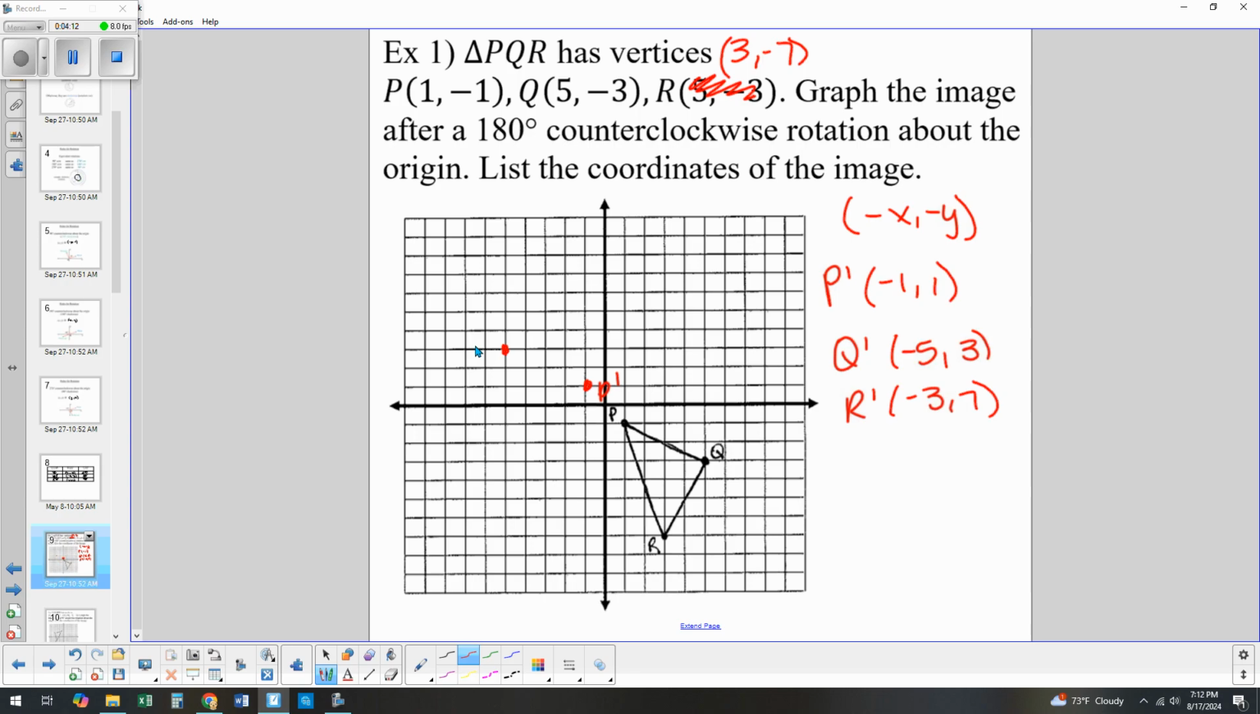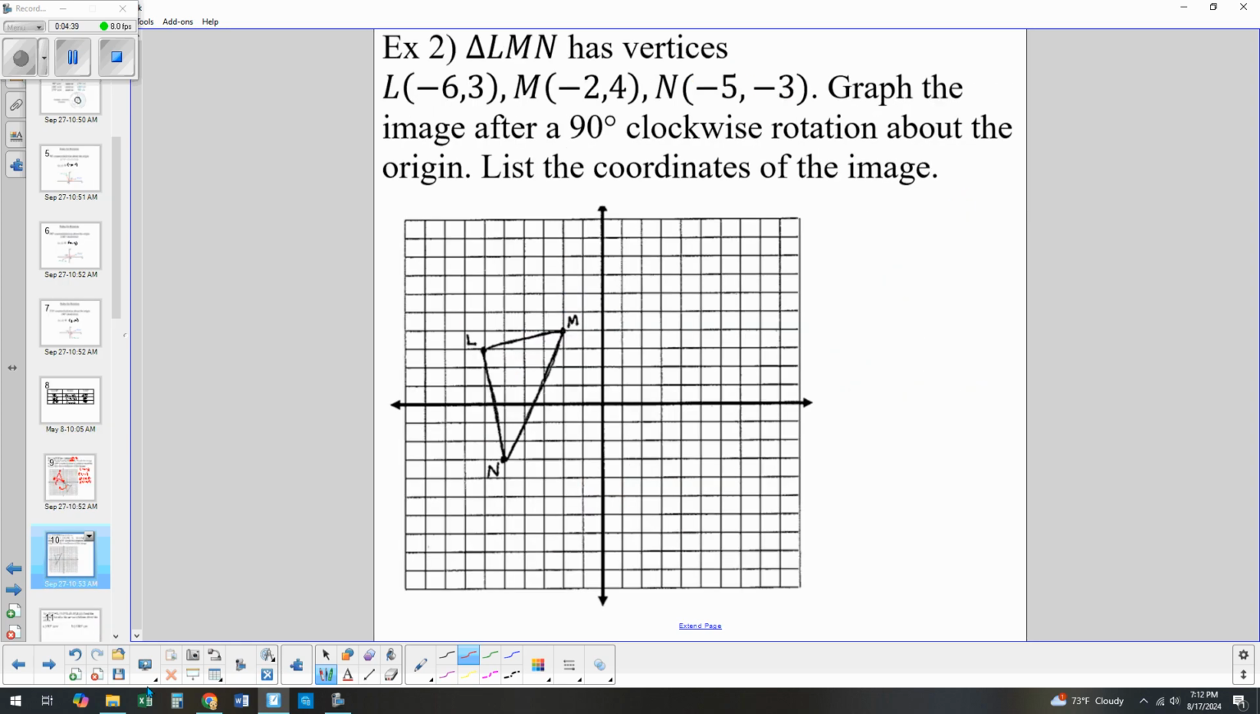Something is fine. We're good. And R prime is at (-3, 7). It makes sense that if I'm going 180 degrees, that's going to be two 90-degree turns, or two quadrants that we move. So I went from here to here to here. That's my 180. It's opposite of what it was.